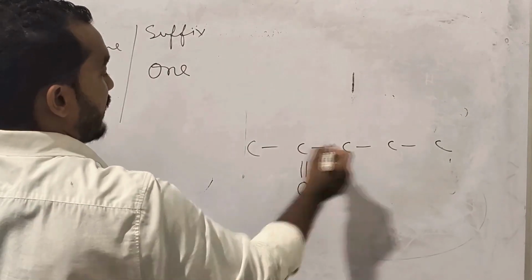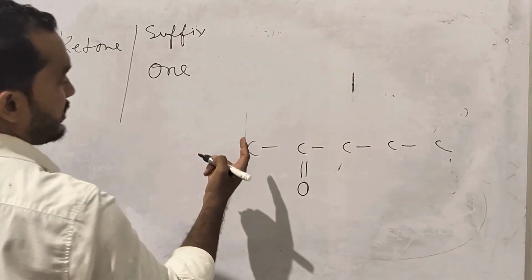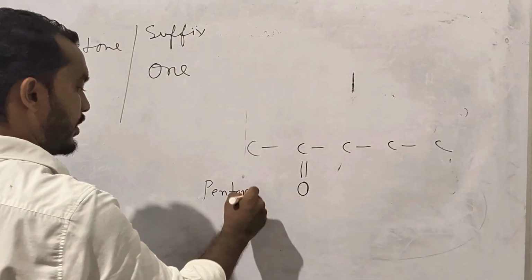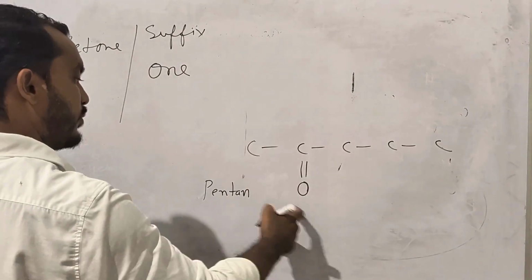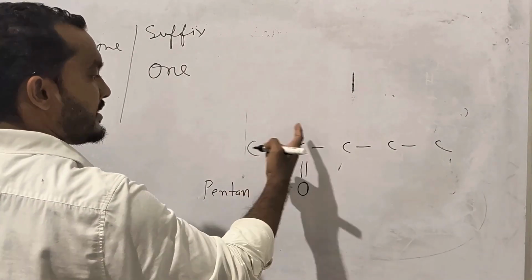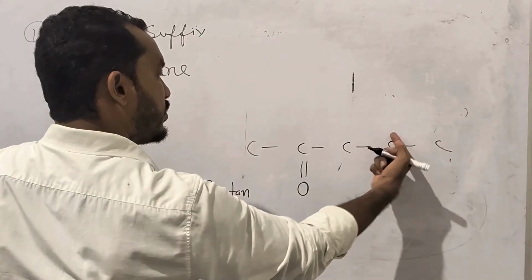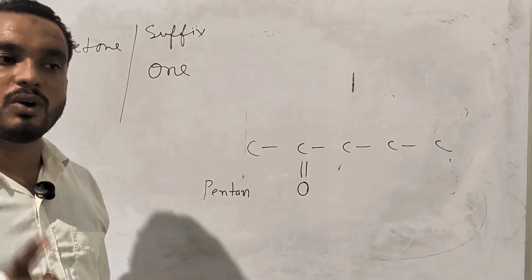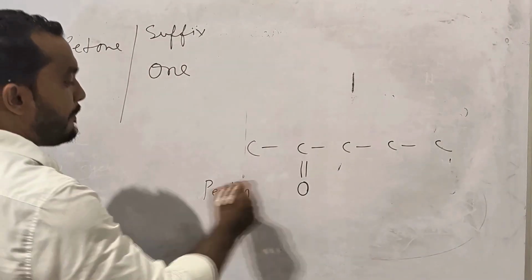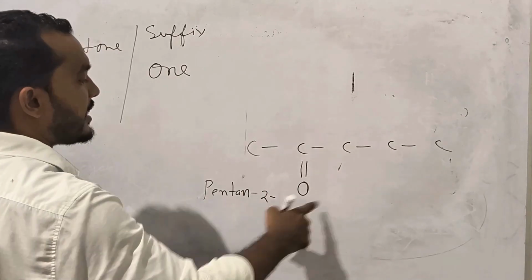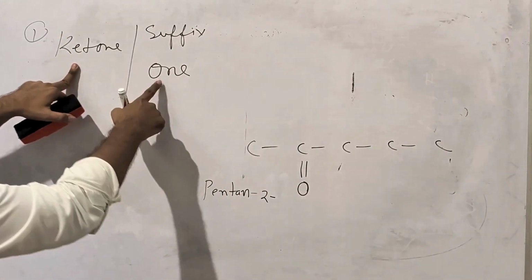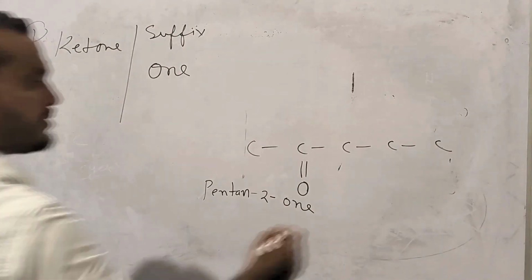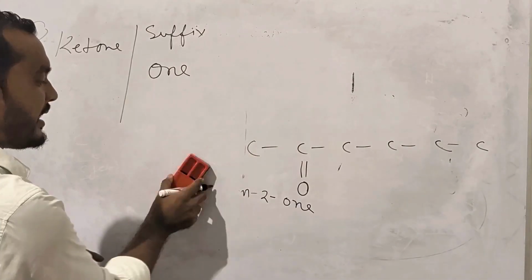If I want to name this chemical compound, here 5 carbon is there, 1 2 3 4 5. That means pentane, the e should be deleted. In which position is this functional group? If we count from here, it is in the second position. If you count from there, 1 2 3, it is in the fourth position. So according to IUPAC, we always have to select the lowest one. That means pentane-2, and the suffix of ketone is one, so pentan-2-one.